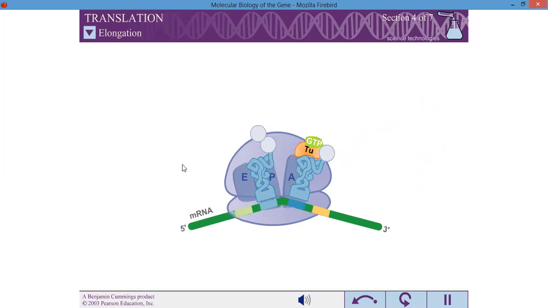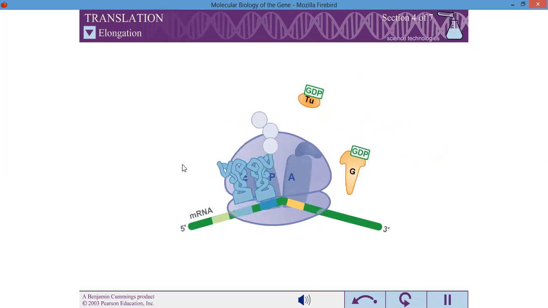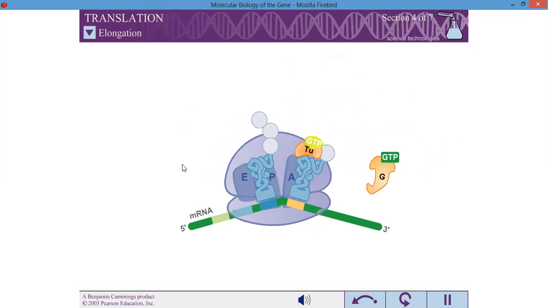The process continues. At each codon, the corresponding amino acyl tRNA binds in the A site. The growing peptide chain attaches to the amino acid on the tRNA in the A site, and the ribosome translocates, moving the growing protein chain and tRNA into the P site, and freeing up the A site for another round of amino acid addition.